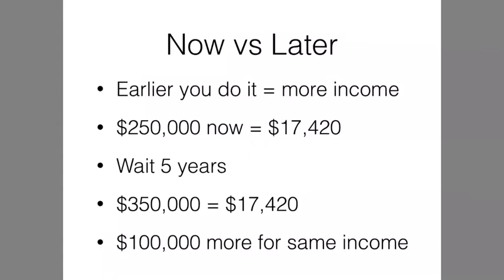And here's the benefit of doing something like this before you retire, or doing it now versus later. Because the earlier you do this, that equals more income when you finally need it. At this point in their life, while they're 60, $250,000 in one of these plans will pay them the $17,420 per year that they need. But if they wait 5 years to set one of these up, it'll take $350,000 to pay out that same amount of income of $17,420. So in 5 years, they'll need $100,000 more to get the exact same income that they can get if they set it up now.